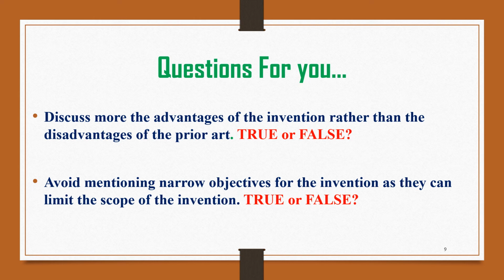Now comes the most important slide in this video lecture. Questions for you. Question number 1. Discuss more the advantages of the invention rather than the disadvantages of the prior art. True or false? Question number 2. Avoid mentioning narrow objectives for the invention as they can limit the scope of the invention. True or false? Friends, please answer these questions and write down the answers in the comment box.